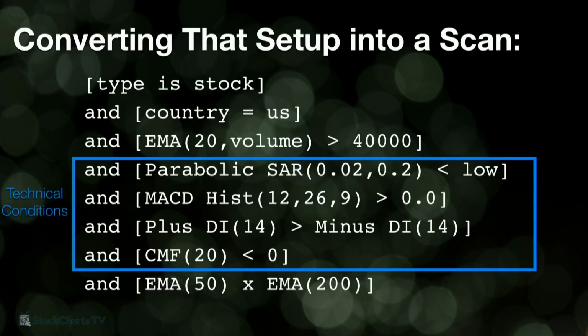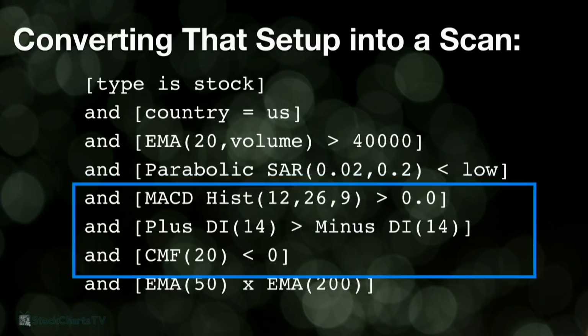The next section is really the interesting section. This is what's built from the signals that I was showing you with the yellow arrows. So we see the parabolic SAR has moved below the low. The MACD histogram is above 0. Plus DI is above minus DI. And the Chaikin money flow is below 0. Again, that's that paradoxical signal that's there. So these are conditions that have to happen, the yellow arrows.